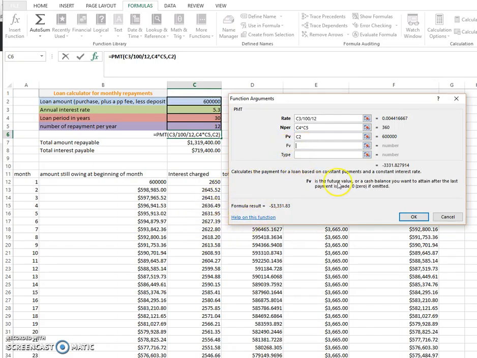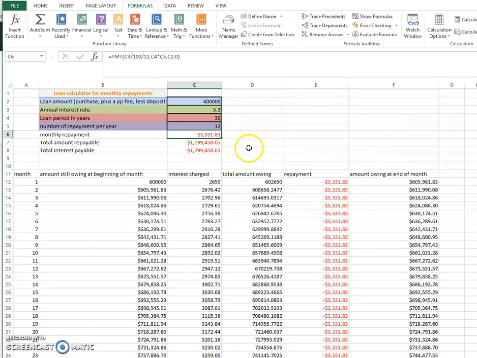FV stands for future value. That is, how much will the loan be at the end? Well, the answer is obviously 0. So here we just enter 0. Type we can ignore. It will automatically put in the correct value for us. So I won't go into that, so just ignore it. Just go OK, and bingo, there you go.